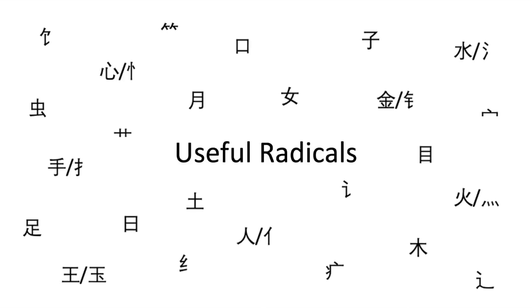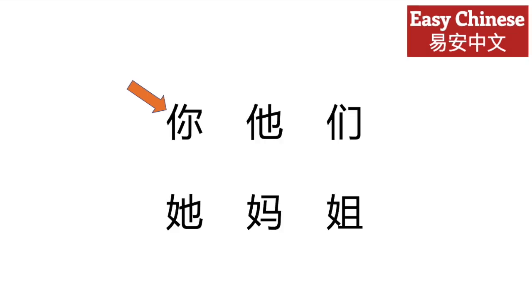Characters can be made up of several parts or components, but only one of those parts will be the radical. That radical classifies the character as belonging to a group of characters with something common in meaning. For example, the ni character, ni meaning you, has 3 character components: to the left, the top, and to the bottom on the right. Only one of them is the radical. In fact, it's the person radical on the left that is the radical of this character. The person is also the radical in ta, he, and in the plural suffix men.